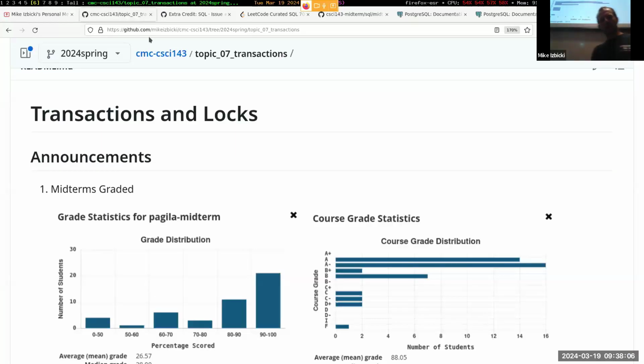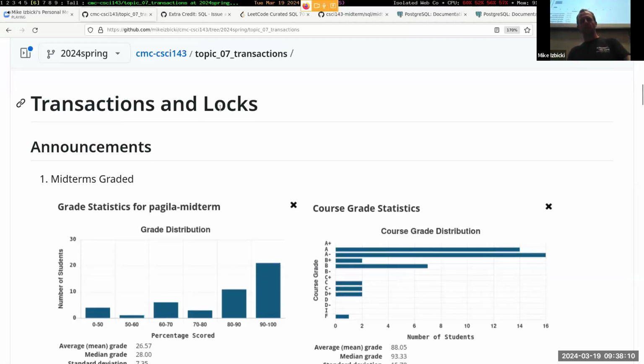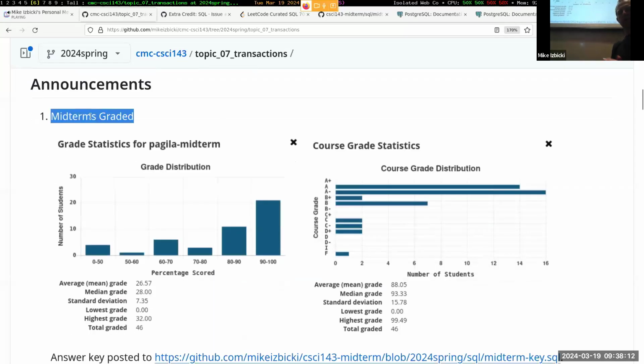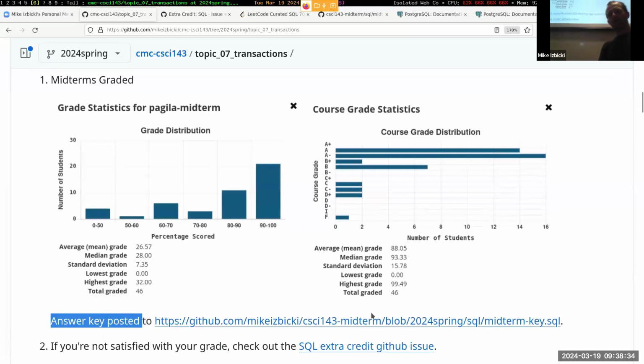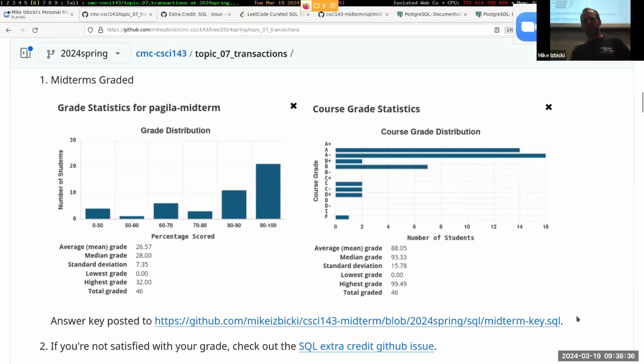Okay, back over here. So again, on GitHub in this topic 7 transactions folder, at the start over here, going over the midterm. The grade distributions are posted up here. Lots of 100%. That was the modal grade in the class. Then sort of falling off from there. We'll go over the answer key here in a second. It's posted right here if you want to get started taking a look at that.